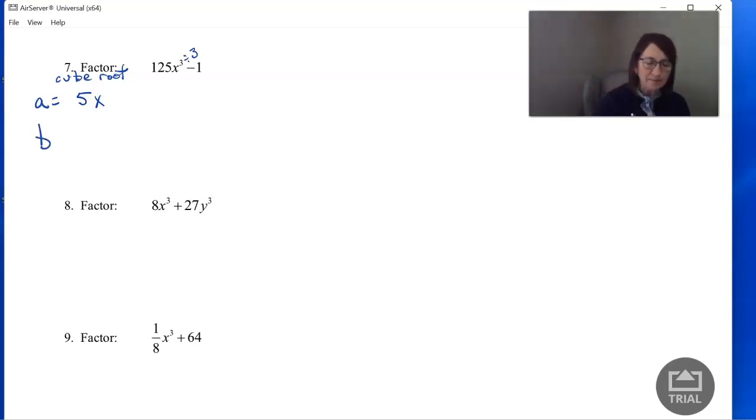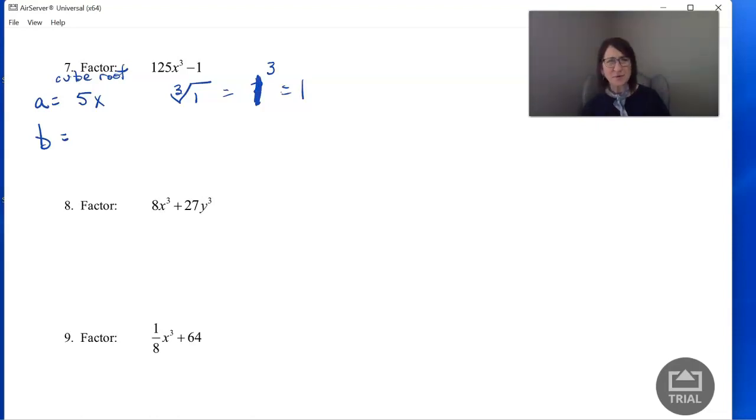Now let's do B. So the cube root of 1, okay? If I take the cube root of 1, that's asking me what number can I raise to the third power that's going to equal 1? Well, that's just 1. 1 raised to the third power is going to be 1. So that means the cube root of 1 is 1. That's not so bad. All right, so now let's go ahead and we're going to apply our formula.